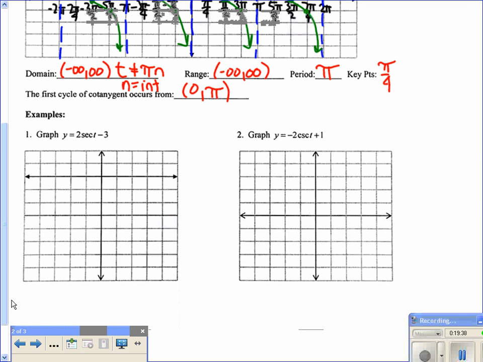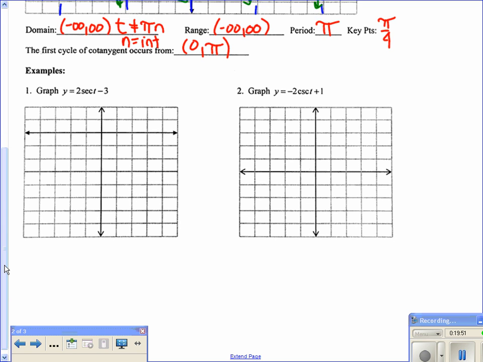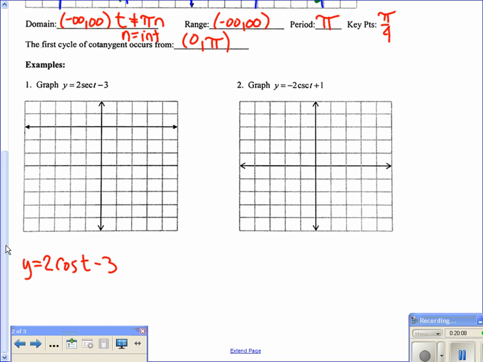So in this next part, we're going to graph y equals 2 times the secant of t minus 3. We're going to do this a couple of ways. When I'm graphing these, the first thing I always do is think about what the reciprocal function is. For this, I know that the reciprocal function of secant is cosine. So that means I'm going to first graph y equals 2 times the cosine of t minus 3. And the reason I'm going to graph this is because it helps me figure out where my graph is going to be for the secant.